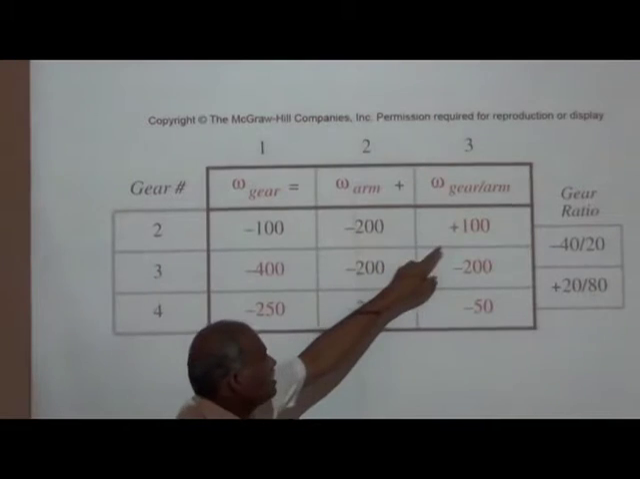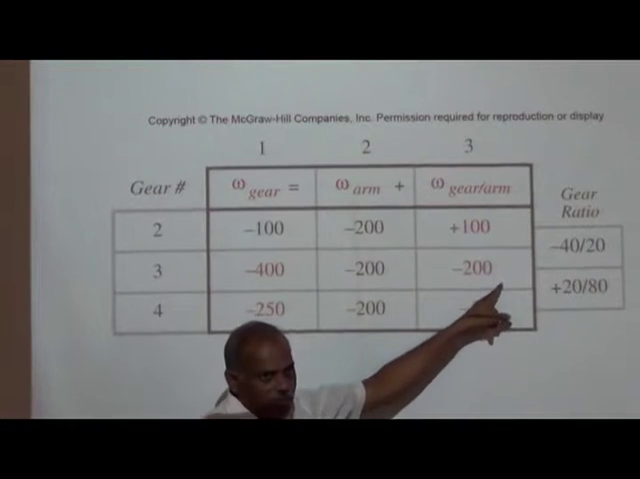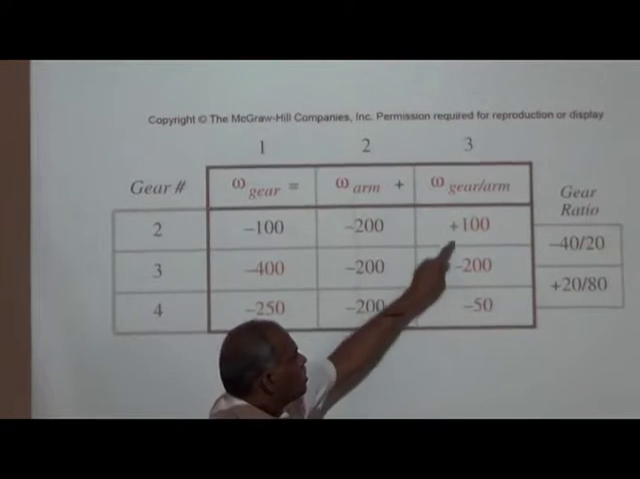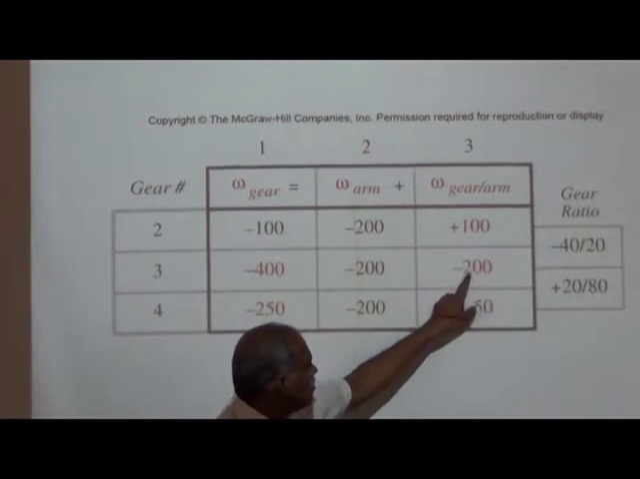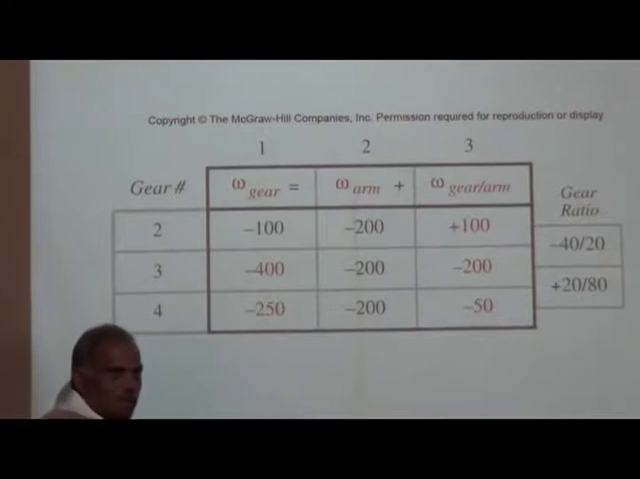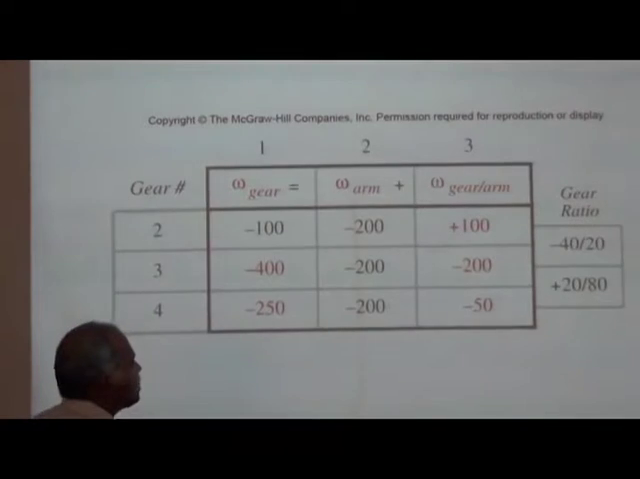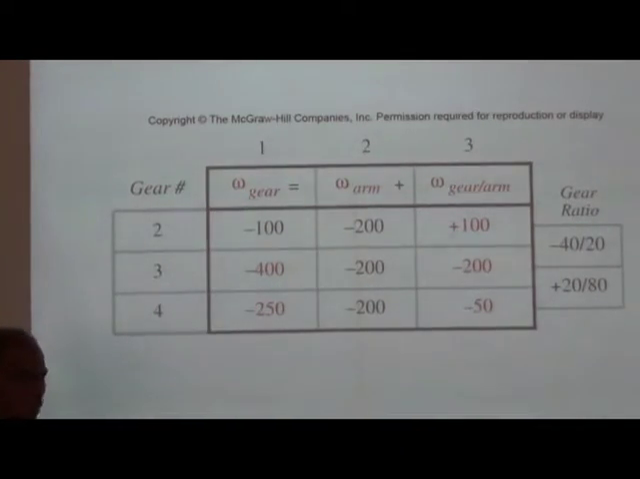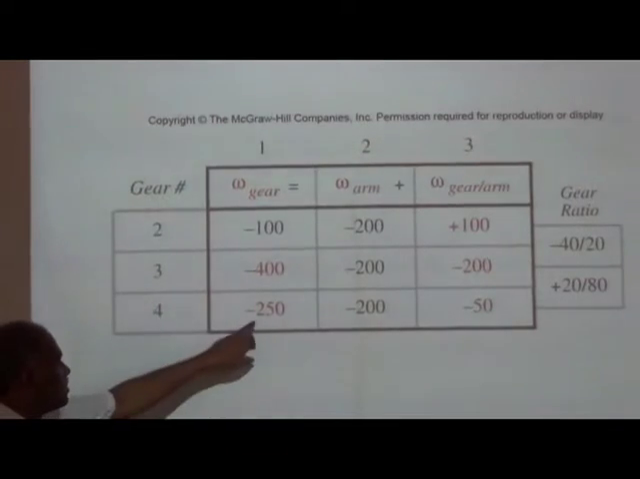So from here it is plus 100. Because this ratio is given as minus 2, this will be minus 200. This ratio is decided here as plus 1 by 4. So this is minus 50. So since this is minus 200, here also minus 200, this will be minus 400. Since this is minus 50 and this is minus 200, this will be 250.